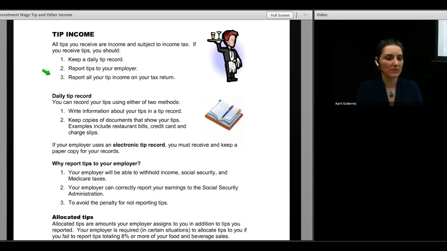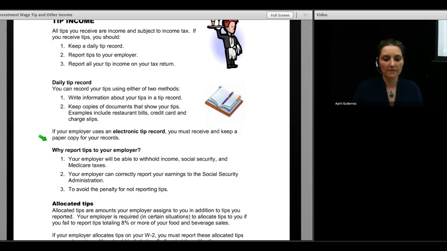So what the worker is supposed to do, what the server is supposed to do, is maintain a tip log. There are two methods that the IRS accepts for tip logs. One is to write information about your tips in a tip record, and the other is to keep copies of documents that show your tips. Examples include restaurant bills, credit card, and charge slips. If your employer uses an electronic tip record, you must receive and keep a paper copy for your records.